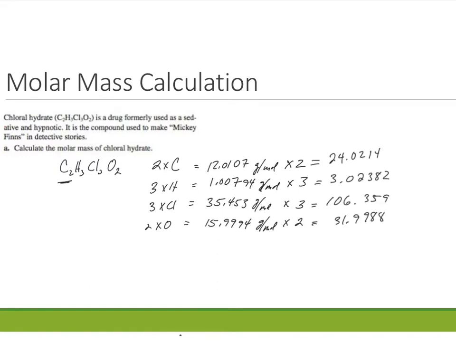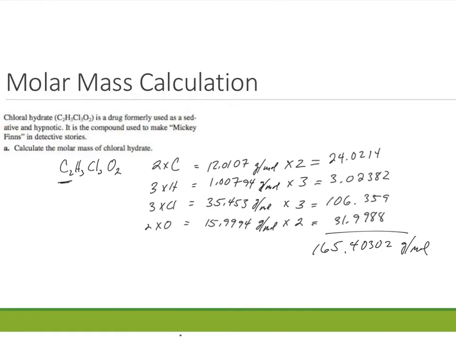Doing the multiplications, I get these numbers here: 24.0214, 3.02382, 106.359, and 31.9988. When I take the sum of these, I get 165.40302 grams per mole. Now, that's way too many significant figures. So I need to go back and double check. Now, remember, the significant figures is really going to come from the addition.